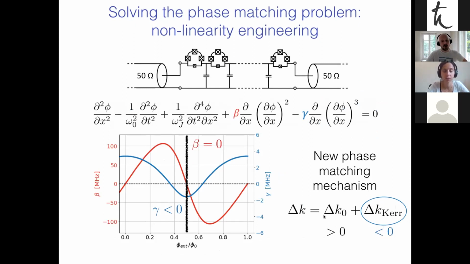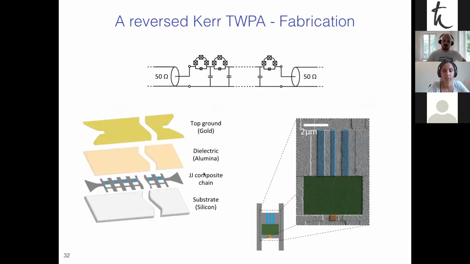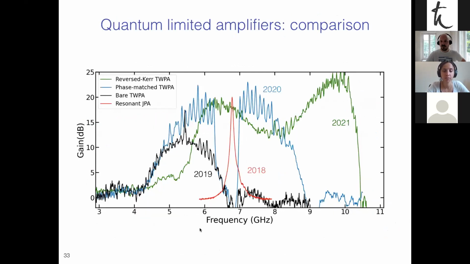Of course, here you don't do any band engineering on the linear part. So this one remains positive. But since now this one is negative, you have a delta k which is equal to 0. These are various cartoons, various pictures of the device. But let me jump directly to the results.